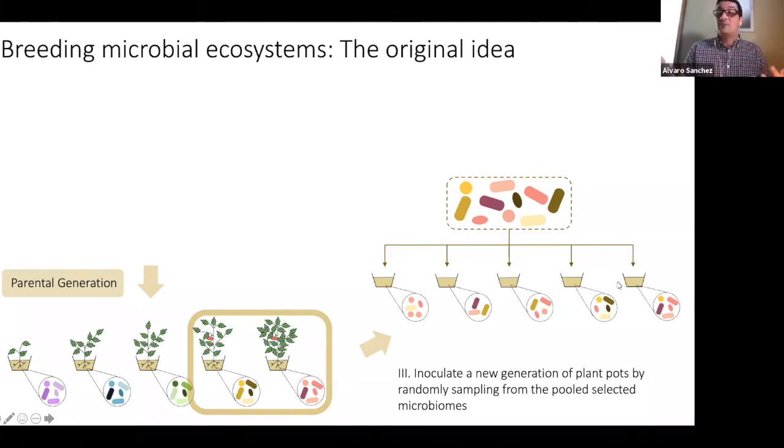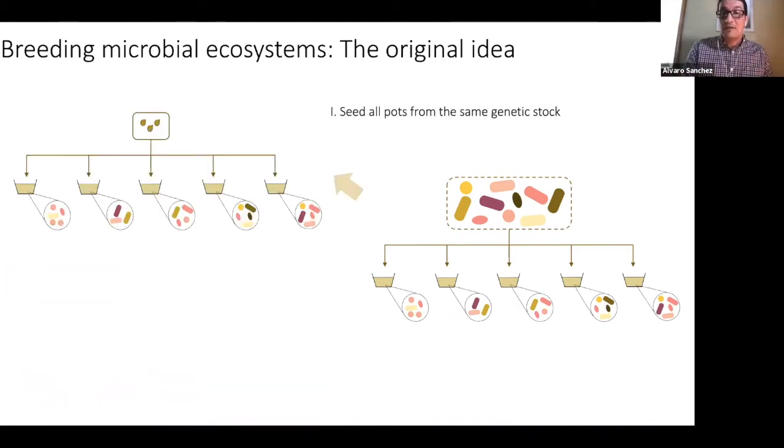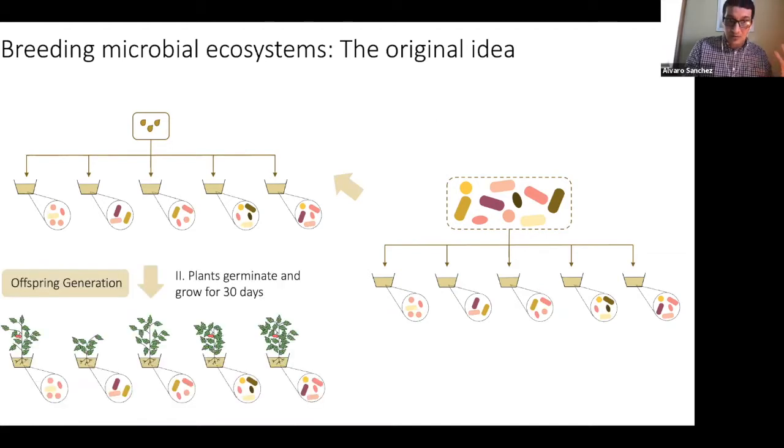And through that process, they were hoping that they would generate variation in the pots they had. And then they would seed all pots from the same genetic stock again, right? They would do exactly the same thing as they did before. The seeds were allowed to germinate again and grow for 30 days. And now after that, you have an offspring generation, right?